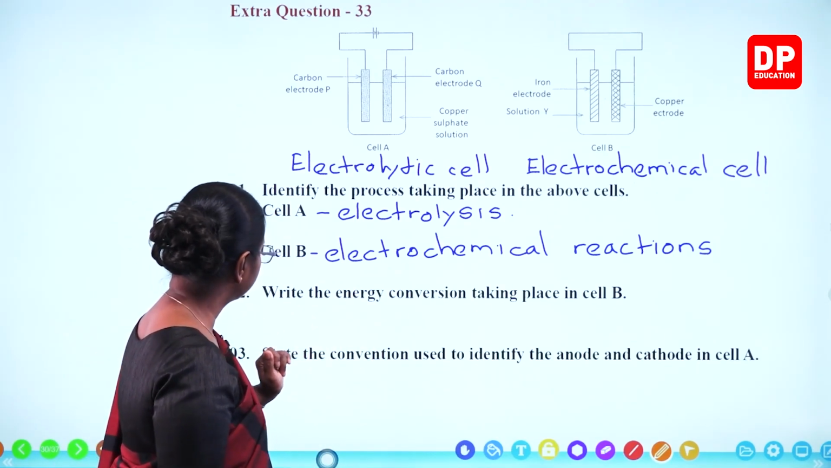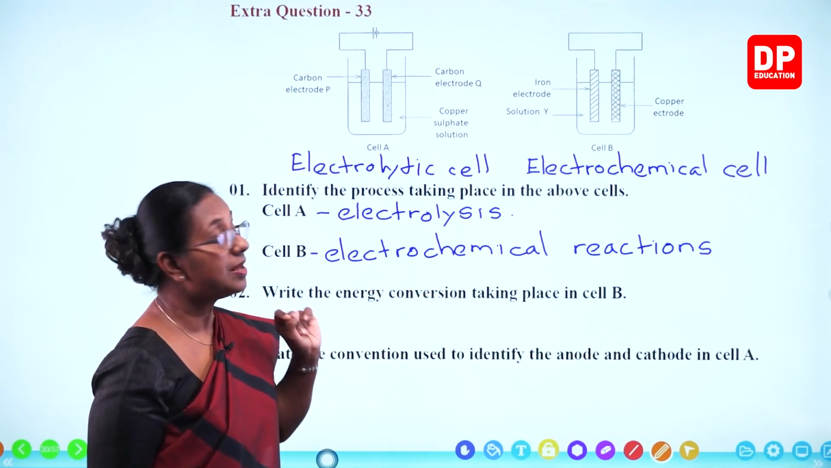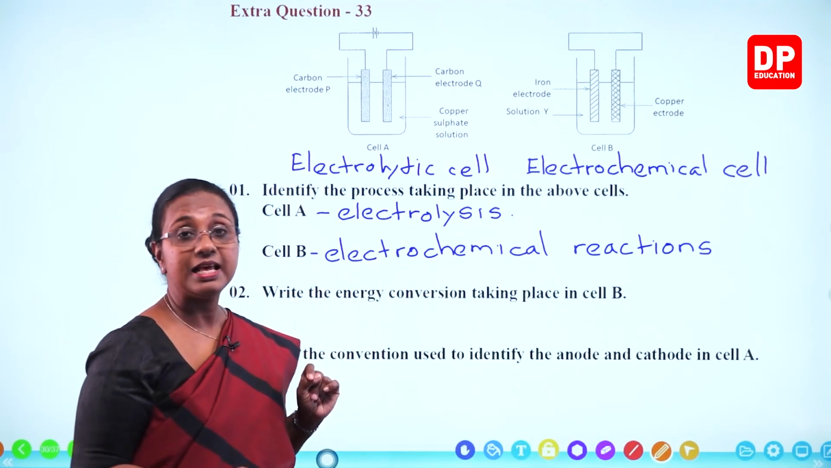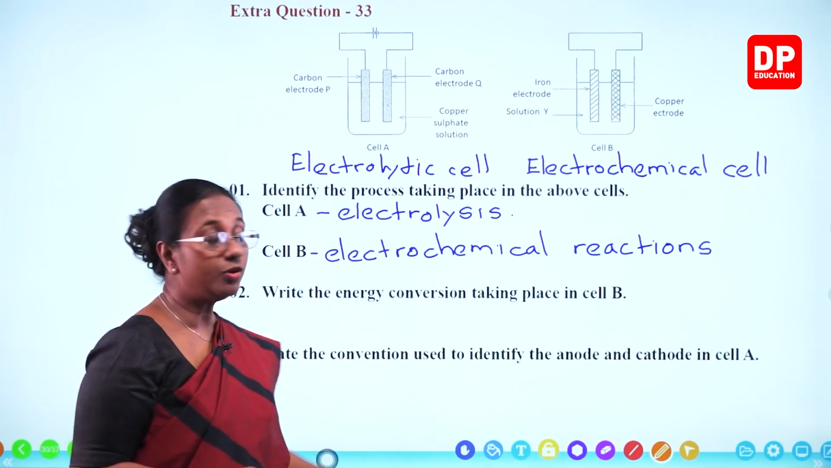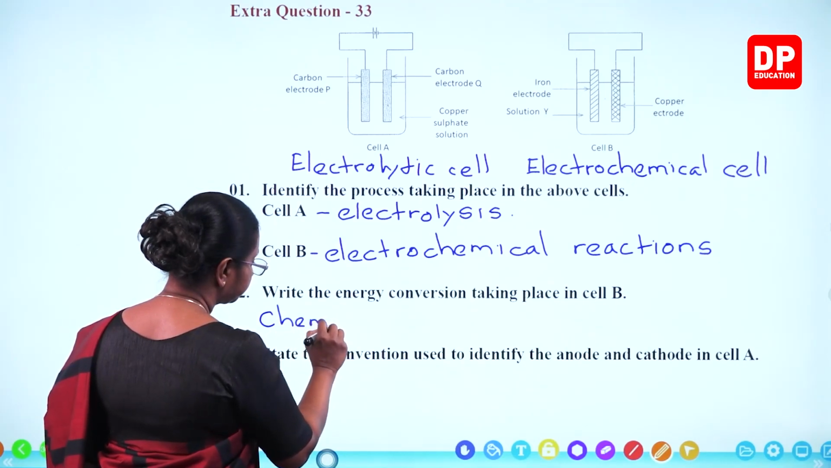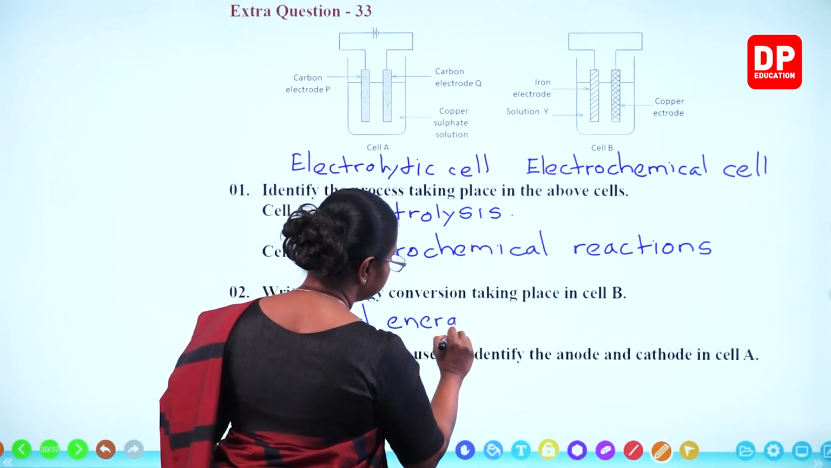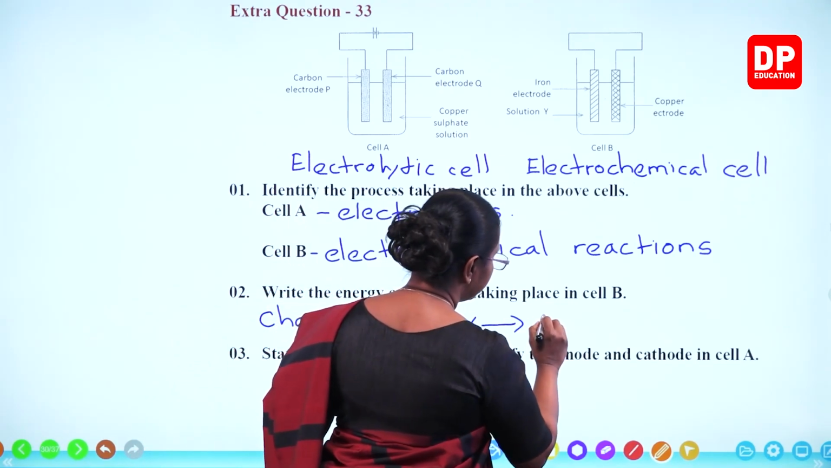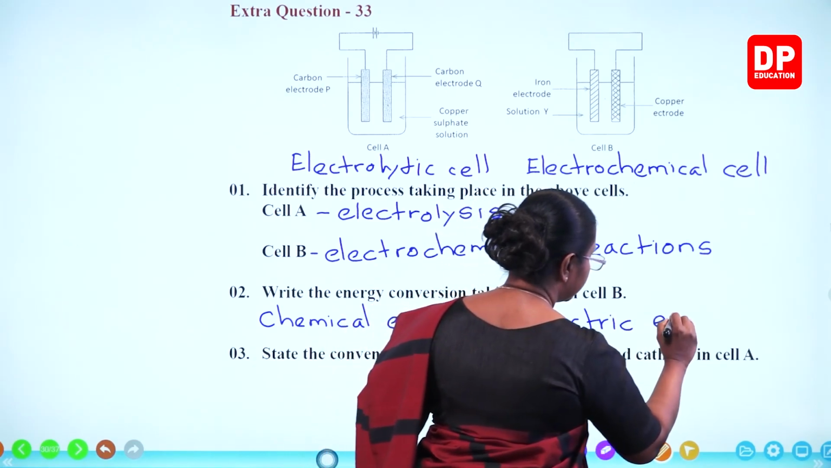Then the second one, write the energy conversion taking place in cell B. Cell B is an electrochemical cell. There, chemical energy is converted to electric energy. So, chemical energy is converted to electric energy.